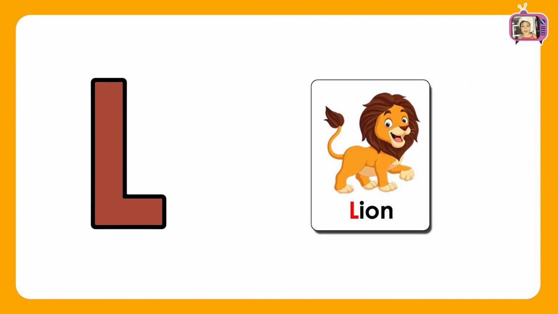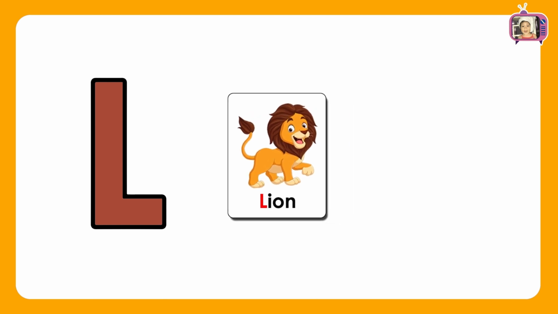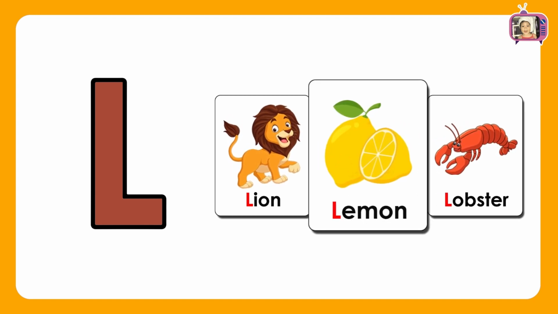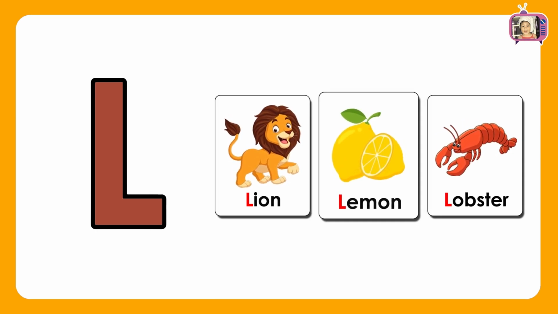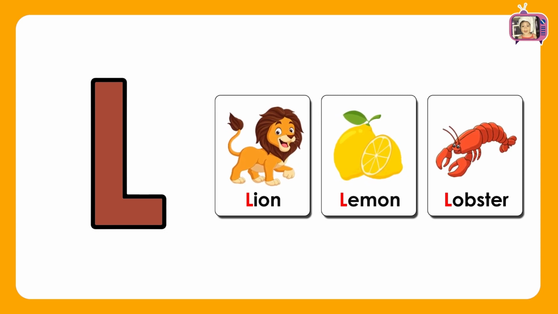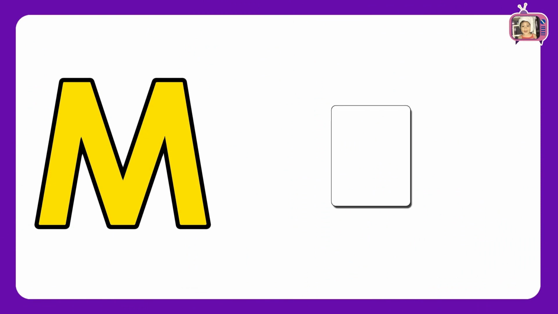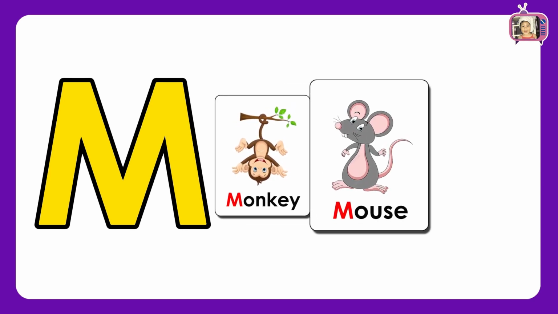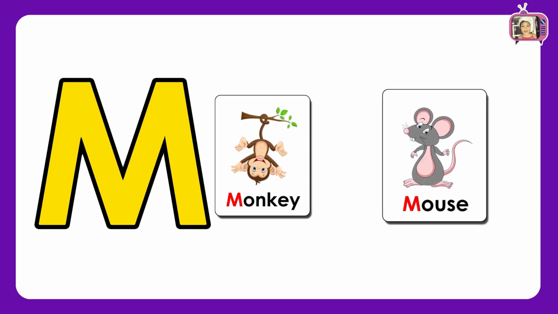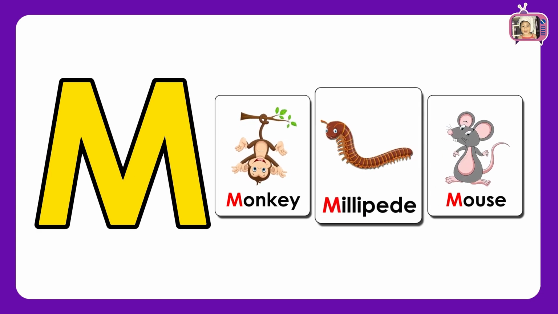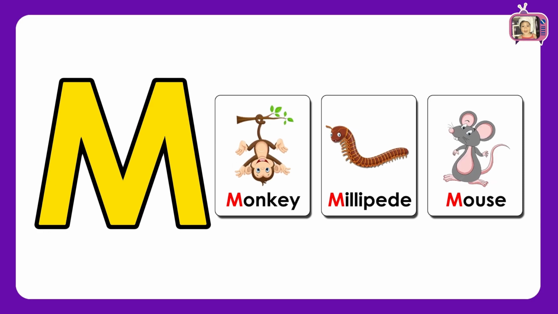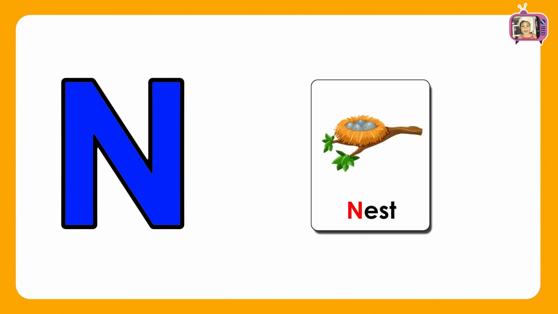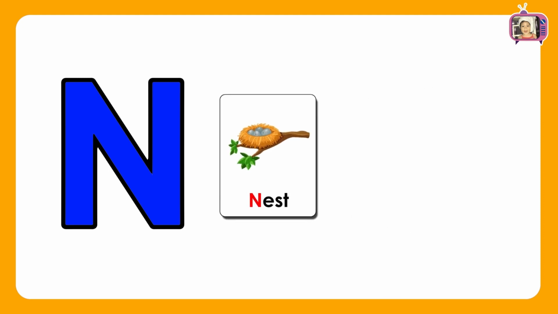L is for lion. L is for lobster. L is for lemon. M is for monkey. M is for mouse. M is for millipede. N is for nest. N is for nurse.